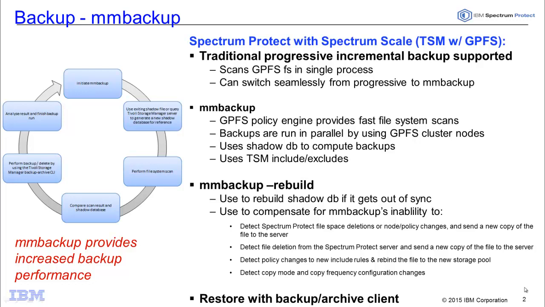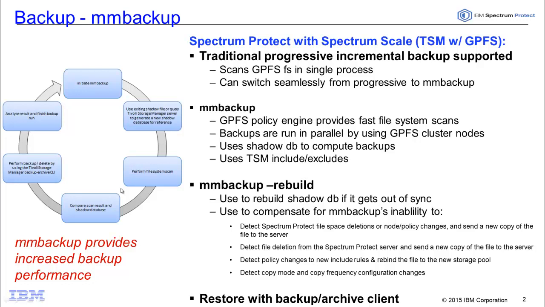When you do an mmbackup, you basically initiate the mmbackup. It checks if there's an existing shadow database, and if not, it'll query the Spectrum Protect server and generate that shadow database. It'll go ahead and perform the file system scan. It'll compare those scan results to the shadow database and then perform the backup or deletions needed against the Spectrum Protect server. Finally, it'll analyze the results and finish the backup. So the net of it is that mmbackup is going to provide increased backup performance for your GPFS file systems.